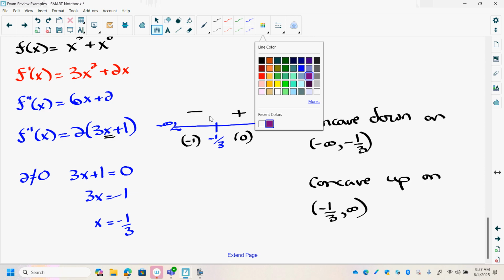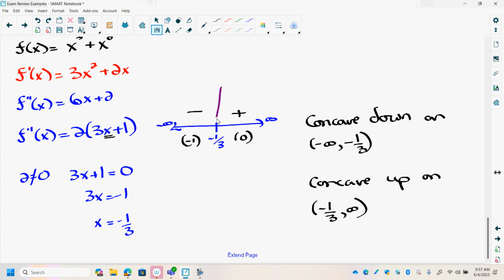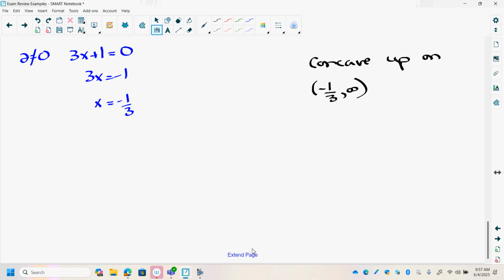Doesn't matter if my second derivative test goes from negative to positive or positive to negative. As long as the sign changes at your critical value, what are you dealing with? What's happening when x is negative 1/3? It's not a max, it's not a min. What do you call it? An inflection point. It's a little twist in the curve. Okay? How do I figure out where my inflection point is?